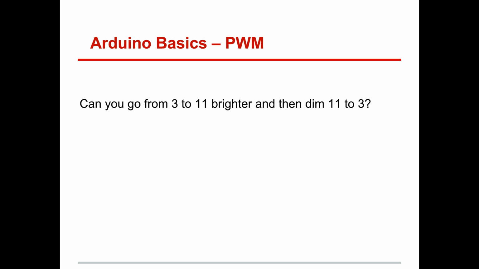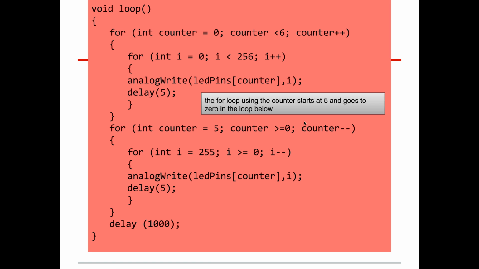All right. So it's getting after 8 here. Can you go from 3 to 11 brighter and then dim 11 to 3? Again, all you're doing is you're setting up a counter, filling it up on that array. There's your void loop. Analog, LED pins, and this is the members of your array. And you're going up and down in value. Now we're using i for integer in this case, something I normally don't like doing.